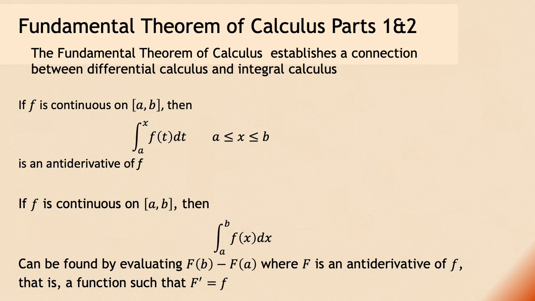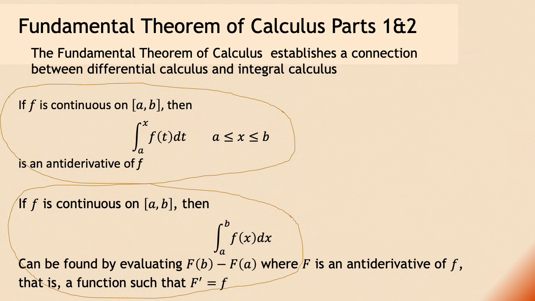Just a recap of the fundamental theorem of calculus. Part 1 says that if f is continuous on the closed interval, then the definite integral from a to x, which is somewhere between a and b, is an antiderivative of f. Part 2 says if f is continuous on that closed interval [a, b], then the definite integral of f of x can be found by evaluating capital F of b minus capital F of a, where capital F is an antiderivative of small f. Remember, the antiderivative is a function such that the derivative, capital F prime, is equal to small f of x.